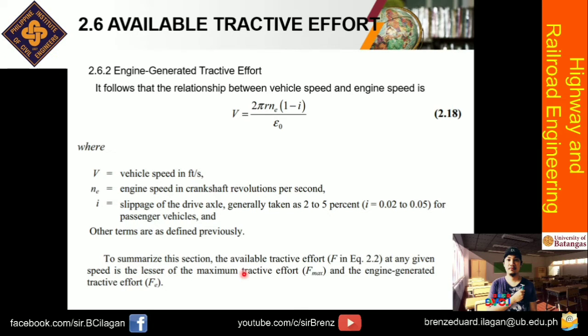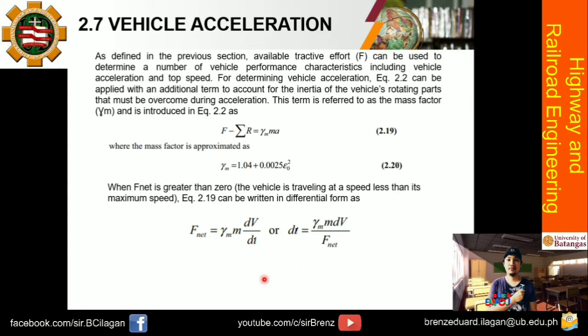So to summarize the section, the available tractive effort F in equation 2.2 at any given speed is the lesser of the maximum tractive effort F max and the generated engine tractive effort F sub E. Okay, so as defined in the previous section, the available tractive effort can be used to determine a number of vehicle performance characteristics, including vehicle acceleration and top speed. So for determining vehicle acceleration, under 2.7 na tayo guys, equation 2.2 can be applied with an additional term to account for the inertia of the vehicle's rotating parts that must be overcome during acceleration.